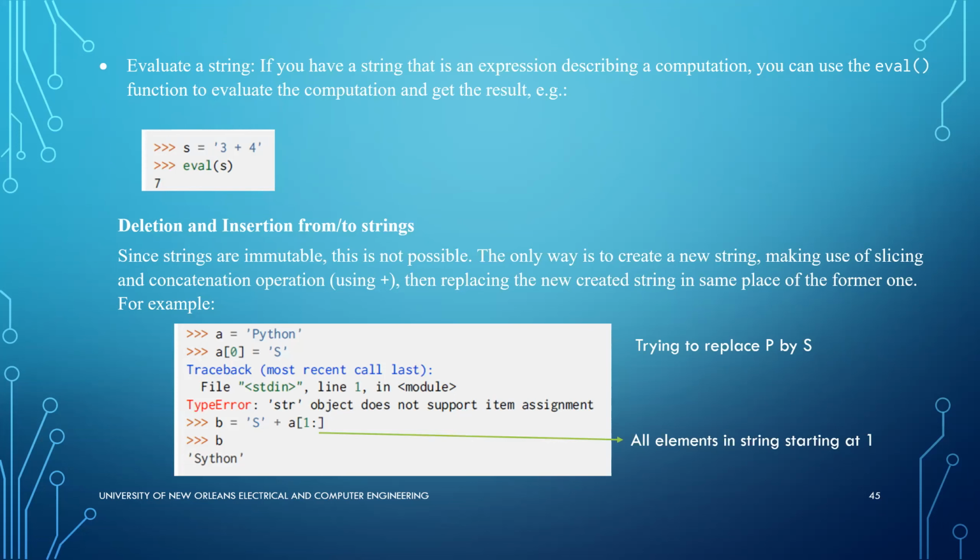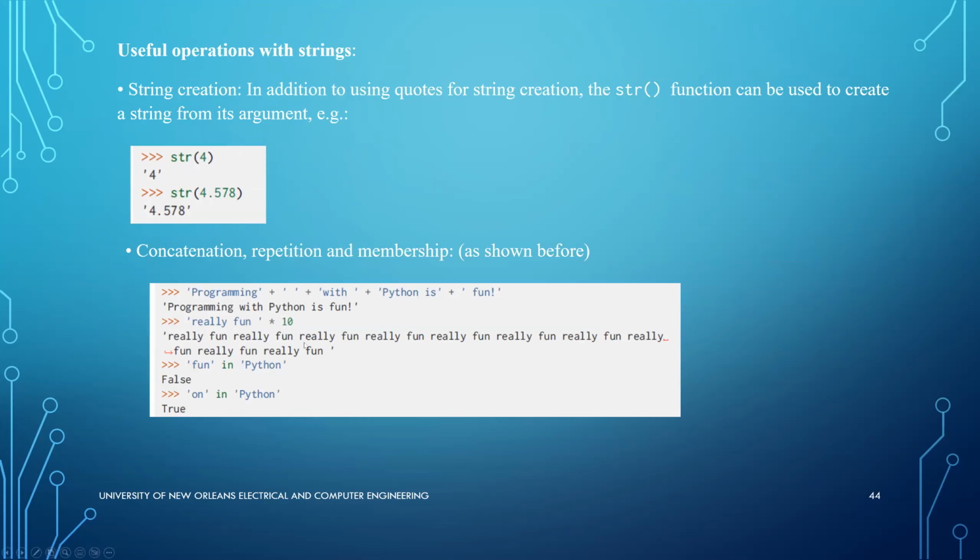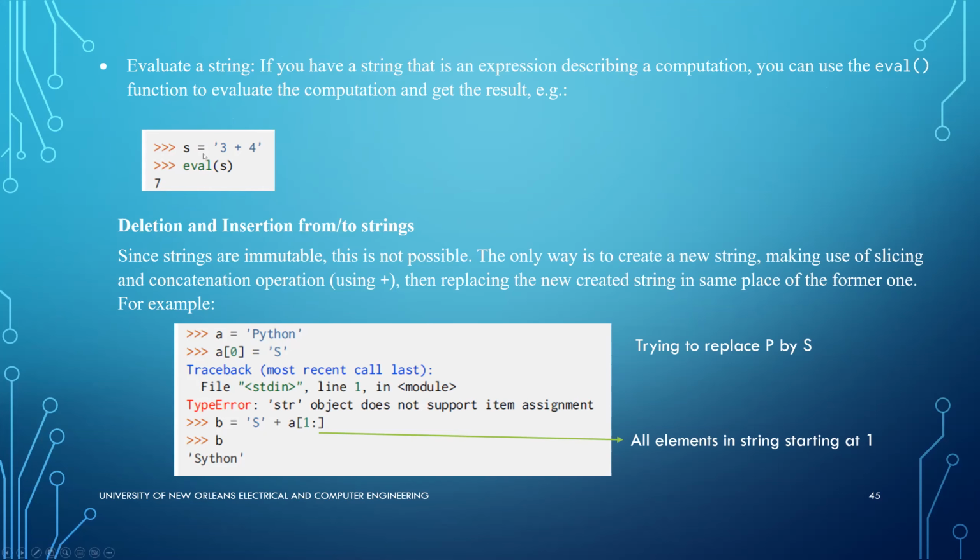We can also evaluate a string. If you have a string that is an expression describing some computation, you can use the eval, E-V-A-L function to evaluate the computation and get the result. So if I have S, which is a string defined as 3 plus 4, and I do eval S, it'll give me the result of the computation, which in many cases is also useful.